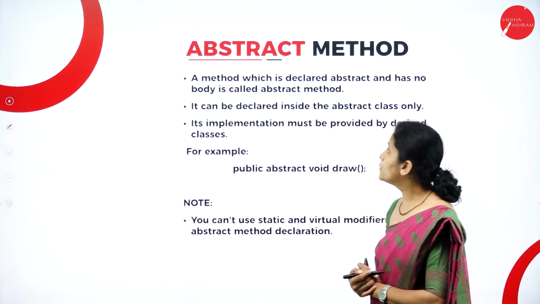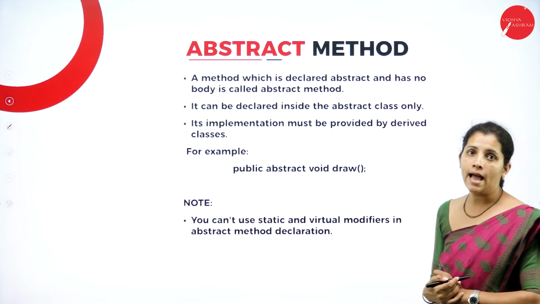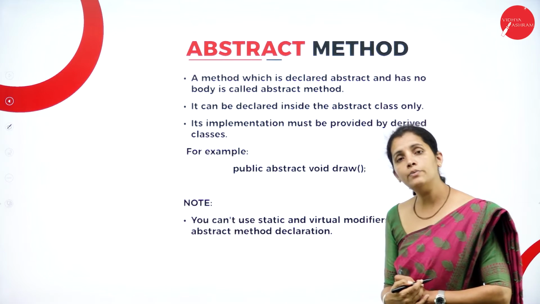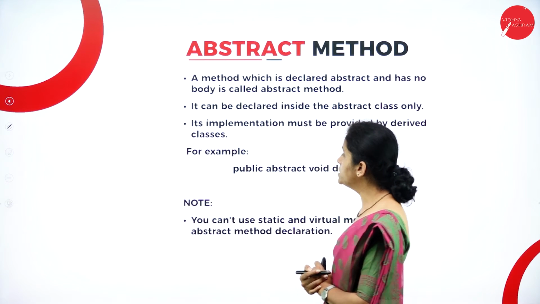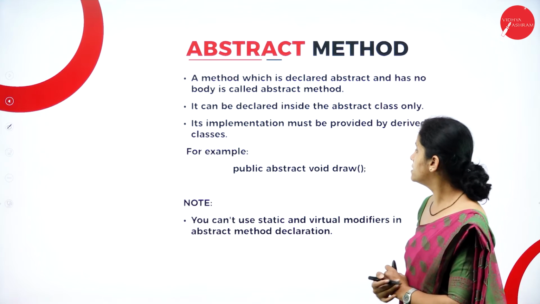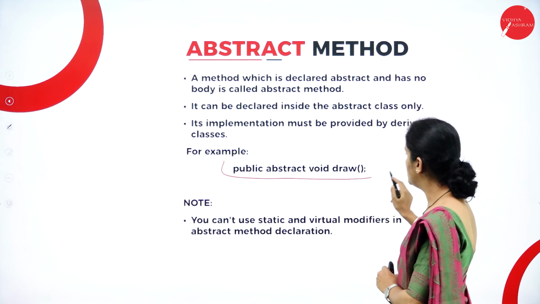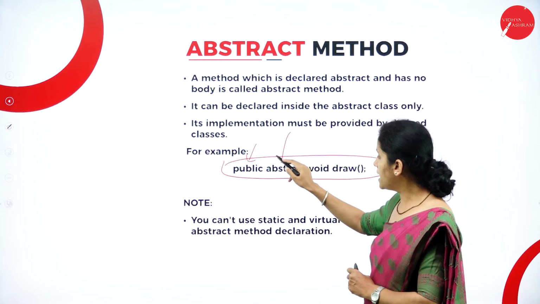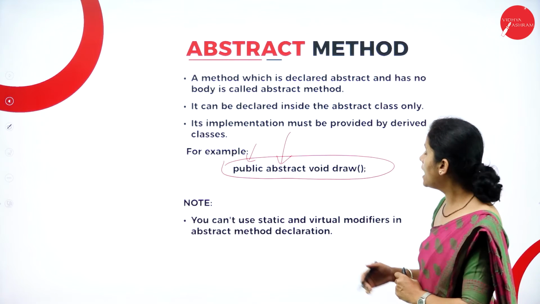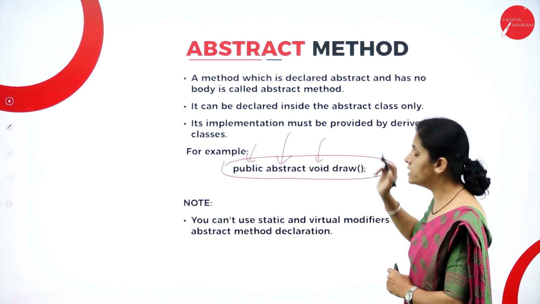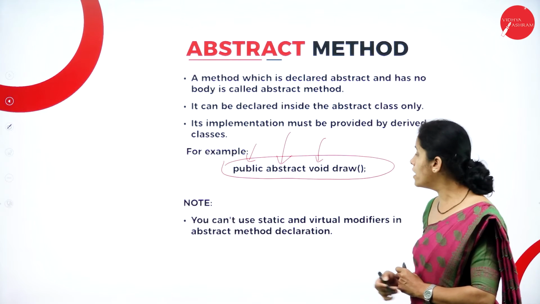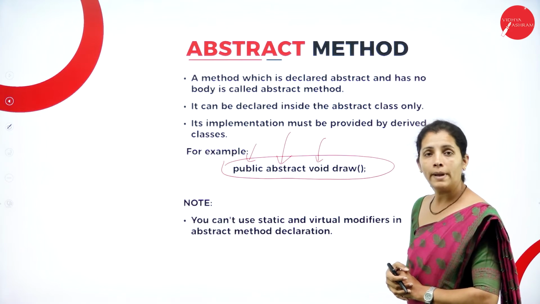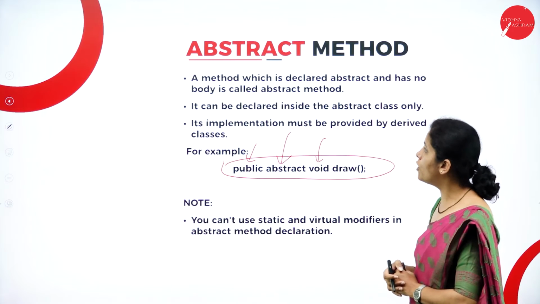Now, what is an abstract method? A method which is declared abstract, that means a method which is declared by using the abstract keyword. So this is the example. This is my access specifier. Abstract is nothing but the keyword, and it does not return anything. For that reason, it is void, and the method name here is draw.